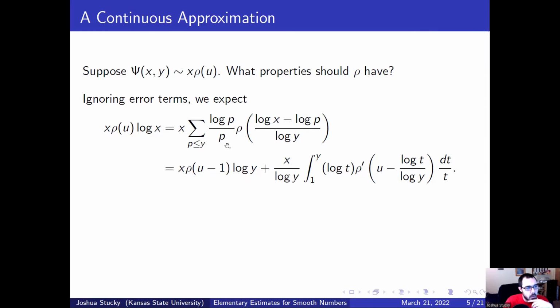And then log p over log y is log y plus big O of 1. And I'm going to ignore the error term. So my first term should be x rho of u log y. And then once I do my derivative and sort of do my chain rule and everything, then I get an integral like this. Again, the log t here coming from just summing this with a y replaced by a t. Again, ignoring error terms. So it should roughly obey this.